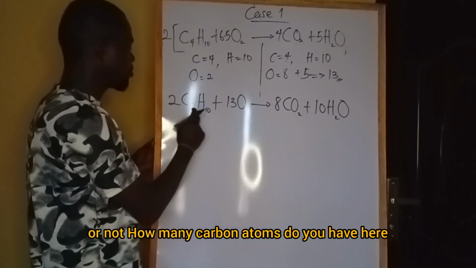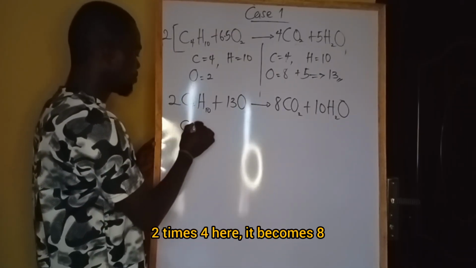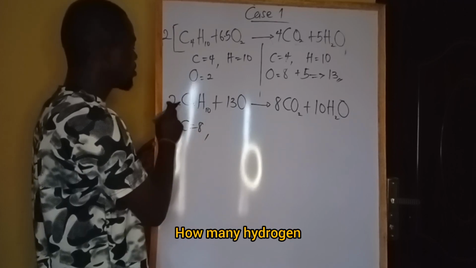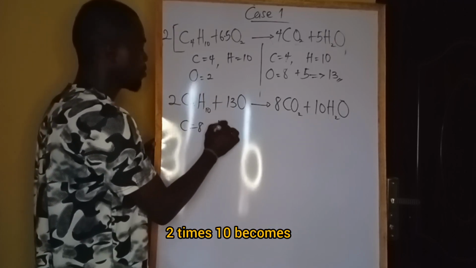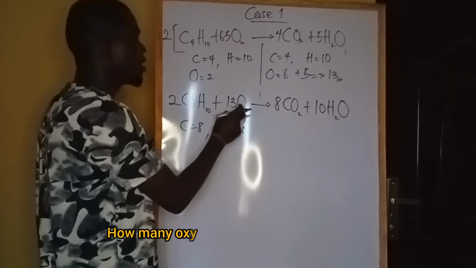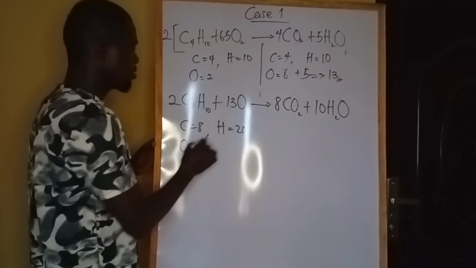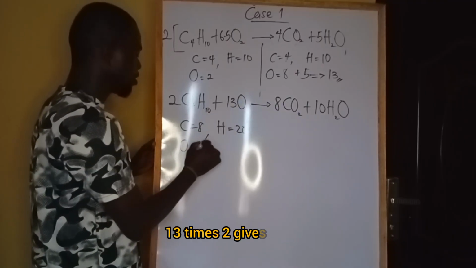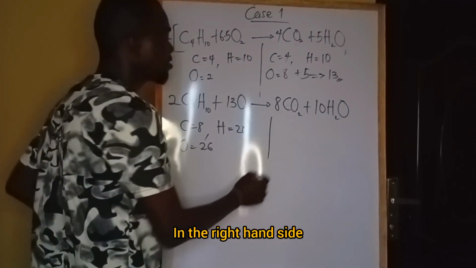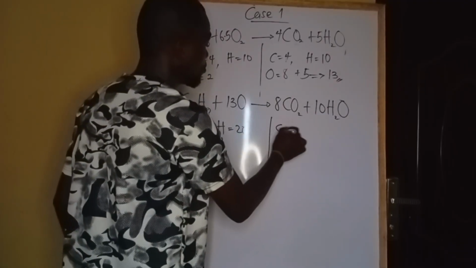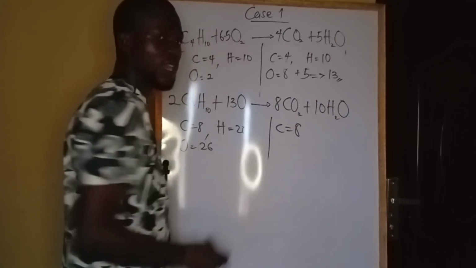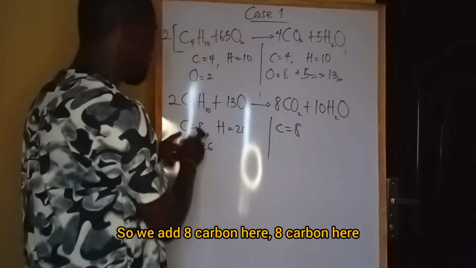How many carbon atoms do you have here? 2 times 4 here, it becomes 8. How many hydrogen? This 2 is also affecting this hydrogen atom. 2 times 10 becomes 20. How many oxygen atoms do you have here? This 13 is affecting this. 13 times 2 gives you 26. On the right hand side, how many carbon atoms do you have? This 8 is affecting this carbon. So it becomes 8 times 1, 8. So we have 8 carbon here, 8 carbon here.